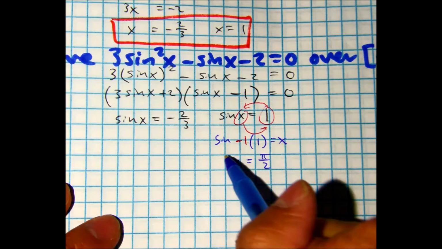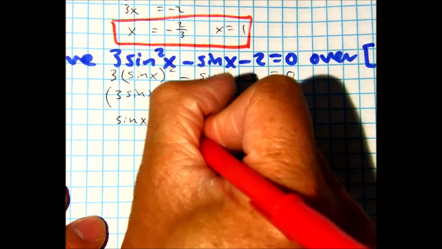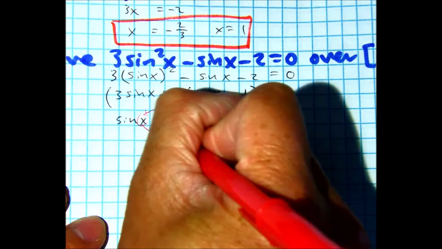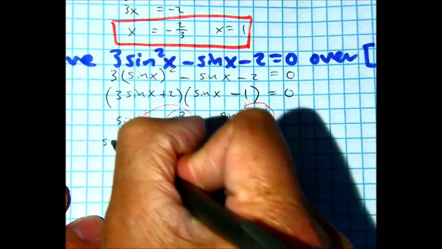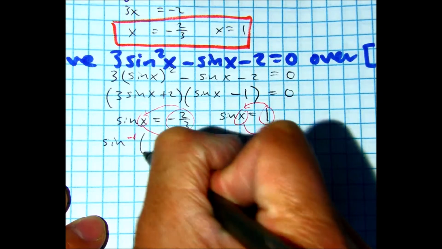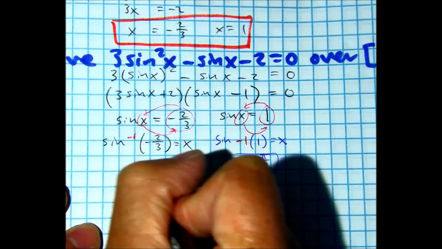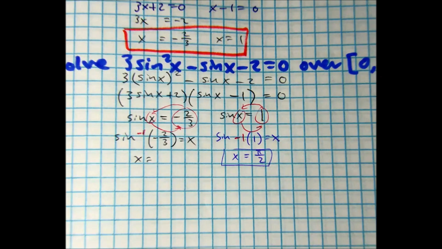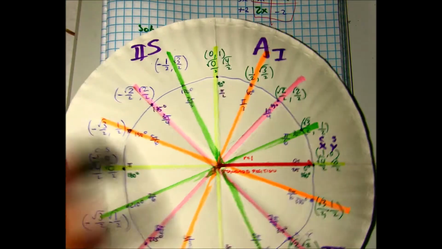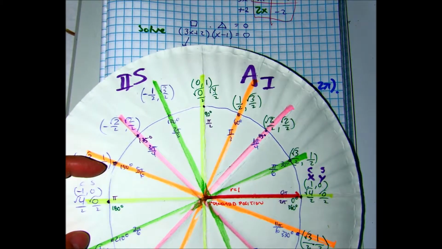Okay? Class, how would we solve this one? Inverse. So I have the inverse sine of negative 2/3 equals x. Question. Is negative 2/3 on your unit circle? No. What does this imply? It implies that we're finding an angle that's not a 30, 45, or 60. It's an in-between. Does that make sense?